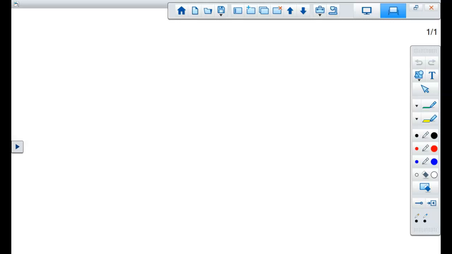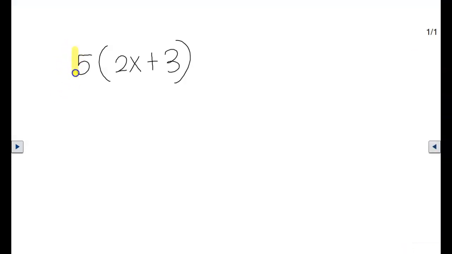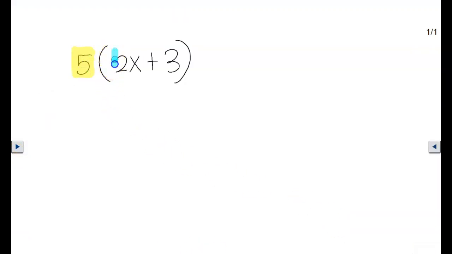All right, so here is what we have been doing. We started out on that first day by doing simple little problems like 5 times the group, 2x plus 3. So remember how this goes. This problem is asking me to take the number 5 and to multiply that number 5 by the entire group, 2x plus 3.